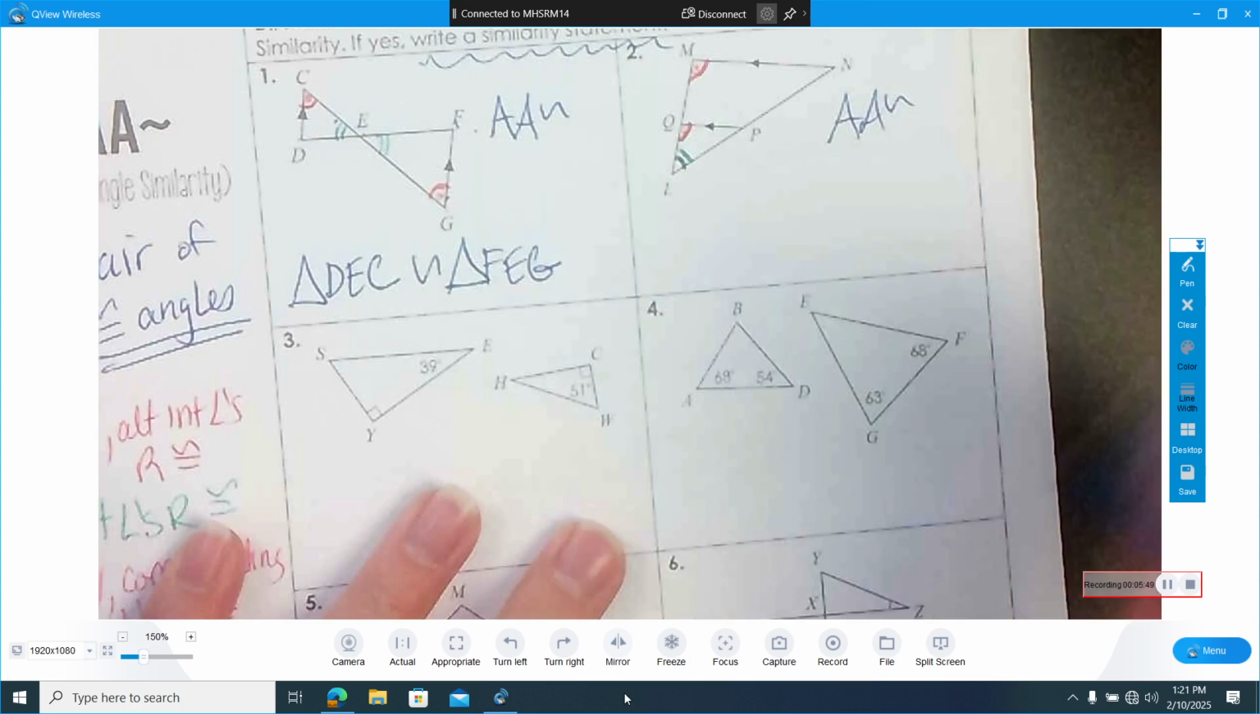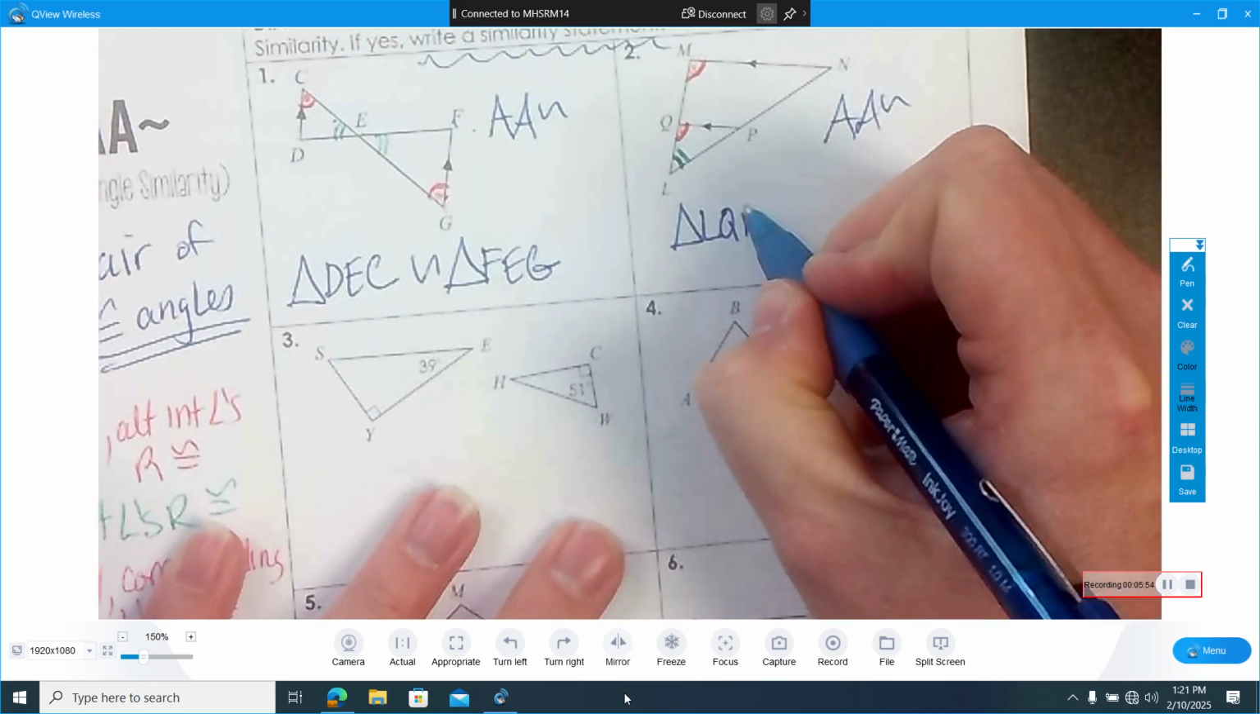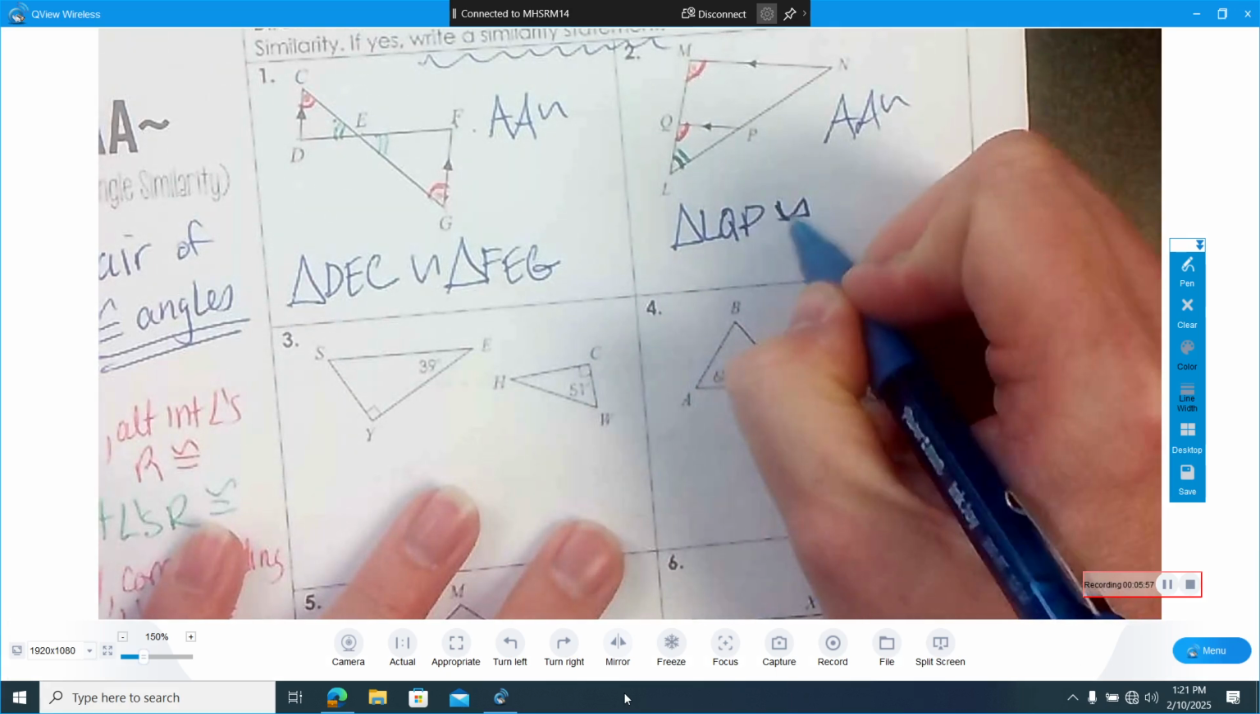So once again, angle-angle similarity. I'm going to go with triangle LQP is similar to triangle what?